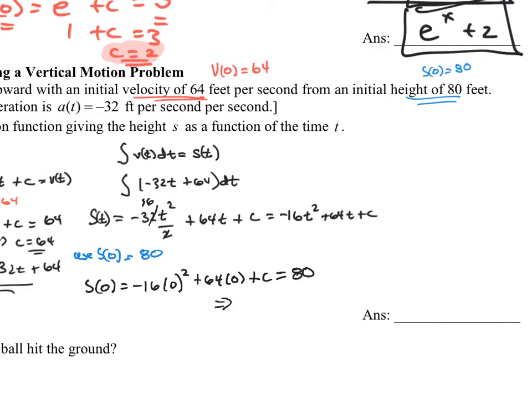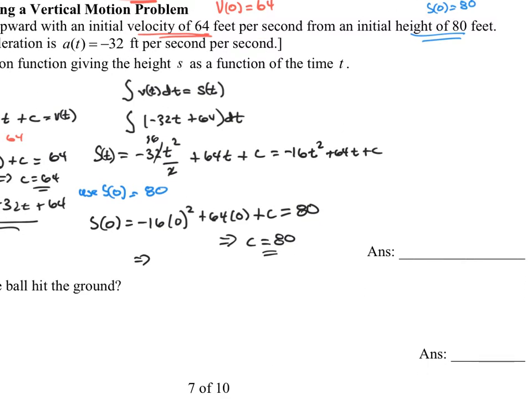So what does that tell me? That tells me that c equals 80. So what do I know then? If I know my constant in this one, I now know my initial position function. My initial position function would have to be negative 16t squared plus 64t plus c, but the c in this case was 80. So there it is.